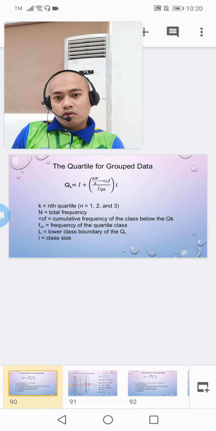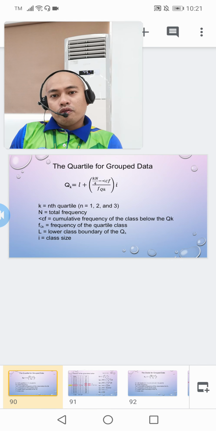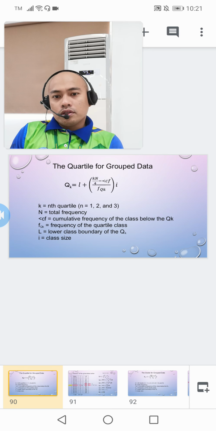While f sub Qk refers to the frequency of the quartile class. So for you to be able to identify the value of this f sub Qk, you need to look first the value of your quartile class. So later on, I'll be showing you the process as to the way we will identify the quartile class of a particular distribution for group data.